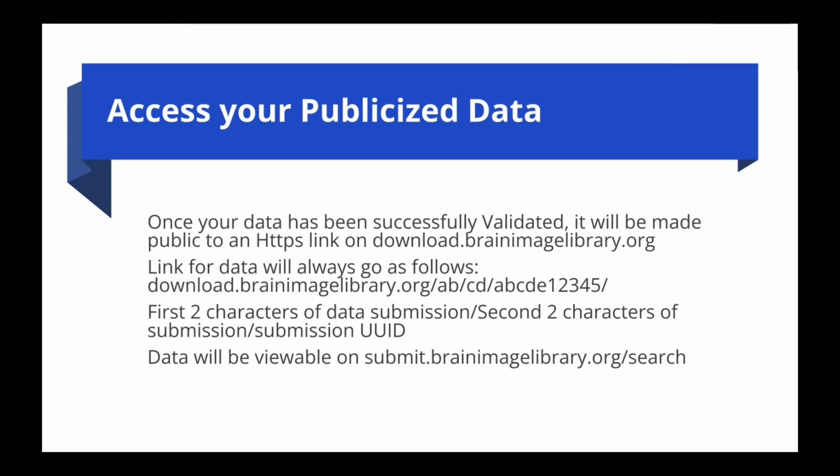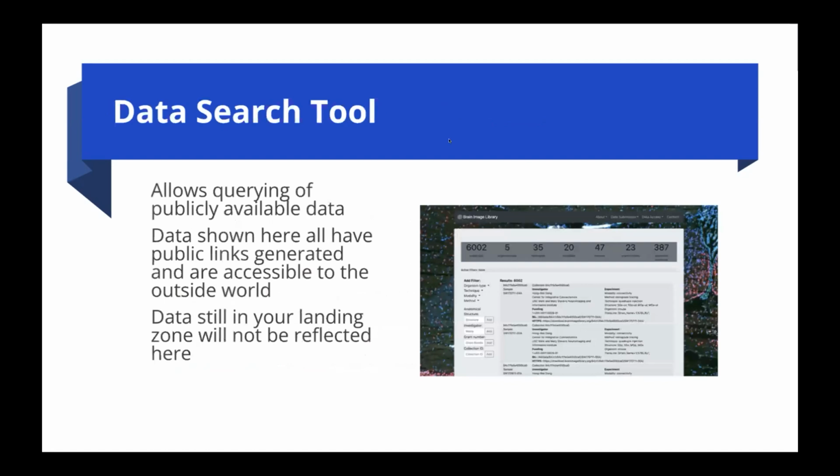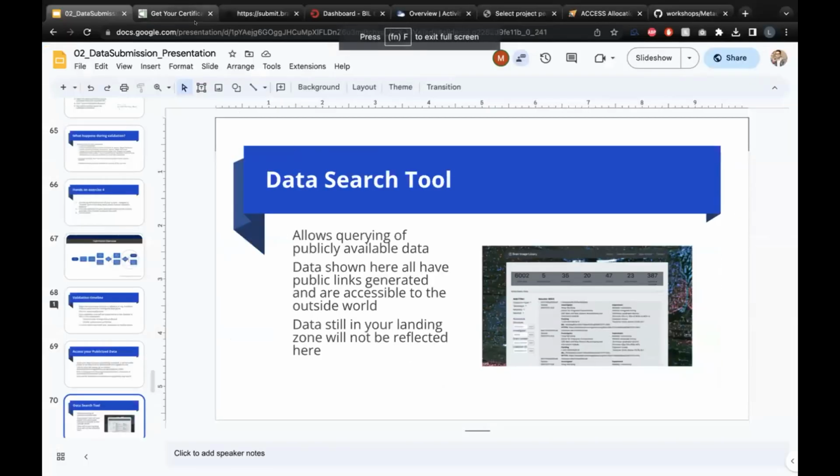You can take a look at all the public data at BIL on the submit.brainimageslibrary.org/search site. I'll show that here. The data search tool is a queryable interface to get a look at all of the public facing data submissions located on BIL. And they provide links to the data, both the HTTPS links and the actual directory it's located. I'll show that here quickly just to get an idea of what you can do with that search tool.